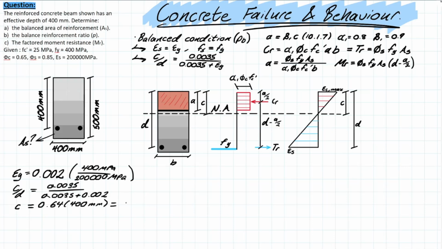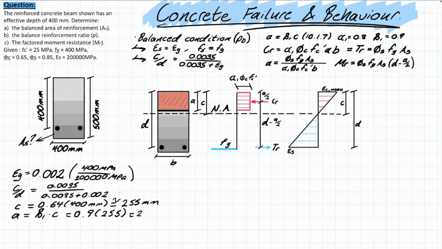Solving that, you're going to be left with about 255 millimeters. And obviously, if we wanted to turn this into an A value for our compression block, then we can do this formula up here. So A is going to equal beta 1 times C.